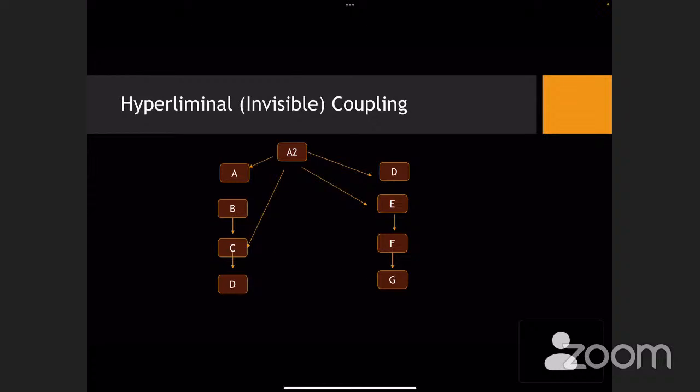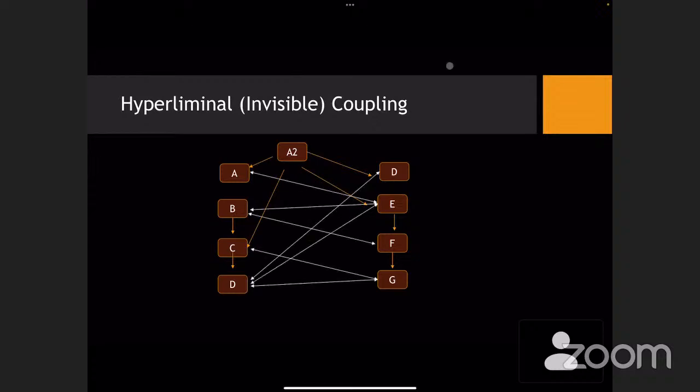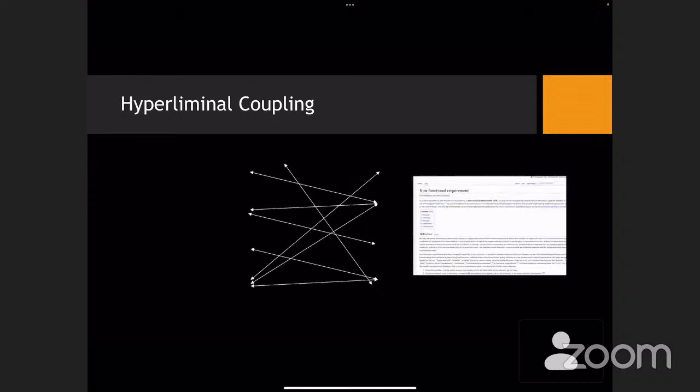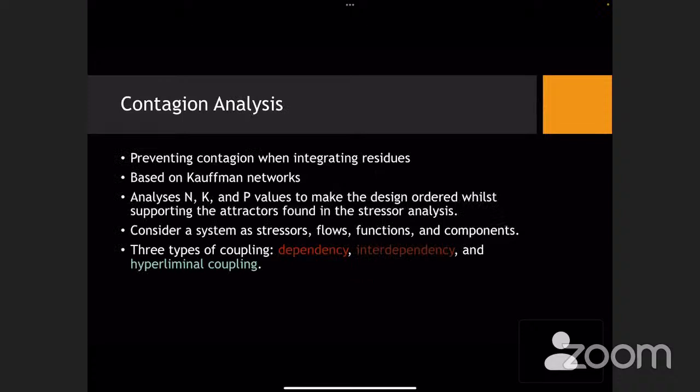It's very, very difficult. And it turns out that every project has many examples of this hyperliminal or invisible coupling. It's like a spider web of invisible coupling between our systems, between our components. And this is what makes things difficult to manage, difficult to maintain, difficult to change, and has a very, very close relationship to the concept of non-functional requirements. And the way to make sure that this doesn't happen is to run a really explicit NKP analysis.